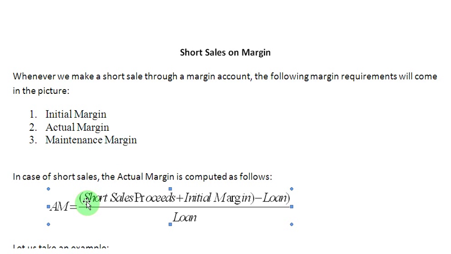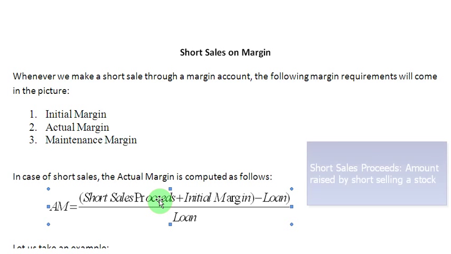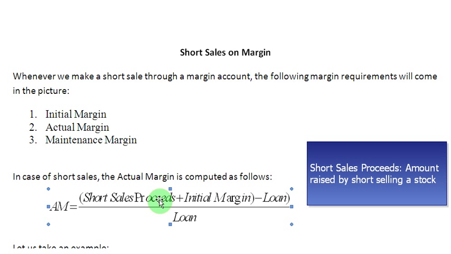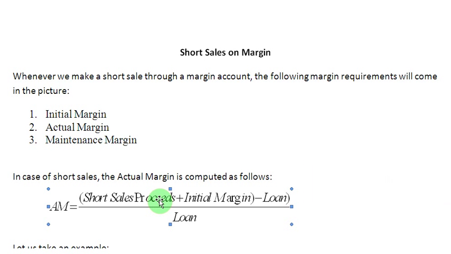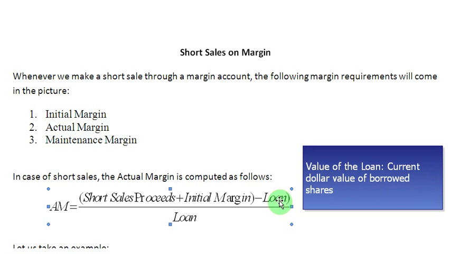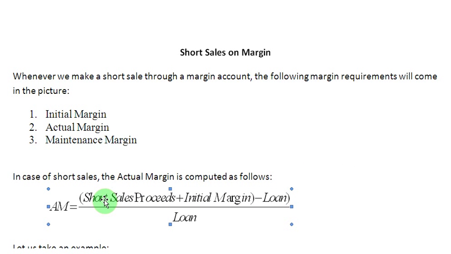In the numerator, we write the short sales proceeds, that is the amount of money we raise by short selling a particular security, and to those proceeds we add the amount of initial margin, and from this sum we subtract the value of the loan. Please remember, in the case of short sales, what you borrow as a loan are shares or securities. You don't borrow actual dollars. So the numerator is short sales proceeds plus initial margin minus the value of the loan, and then you divide this whole thing by the value of the loan.